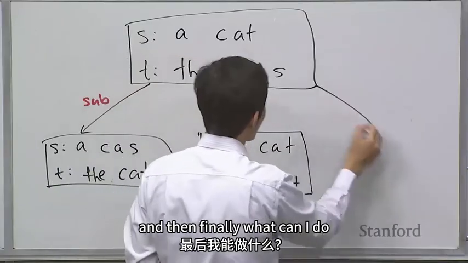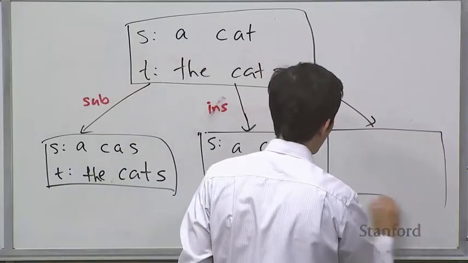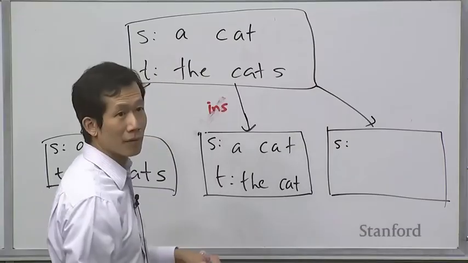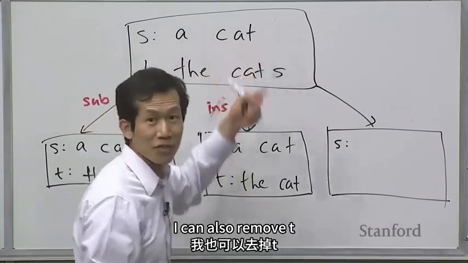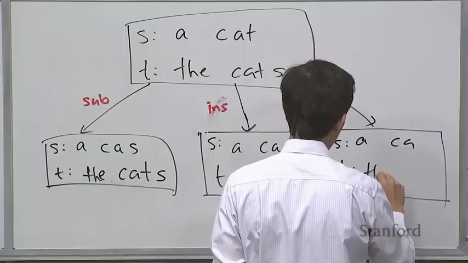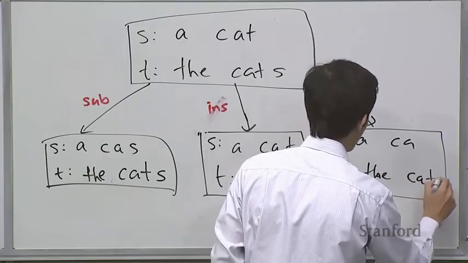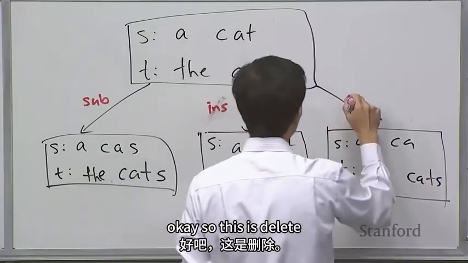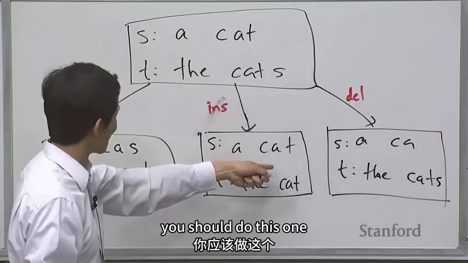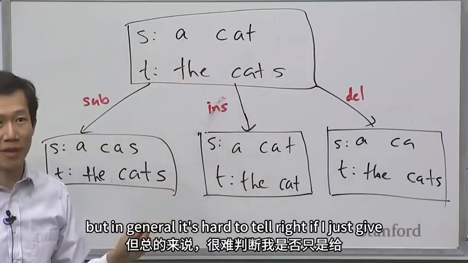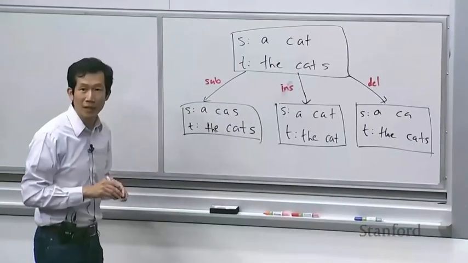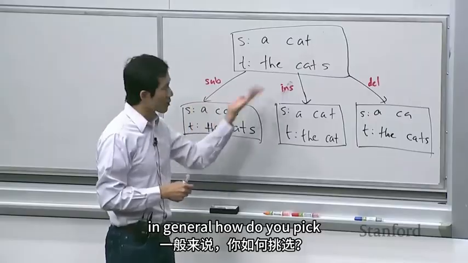And then finally, what can I do? I can also remove T. So A, K, C, A, T, the cat. Okay, so this is delete. And right now, you're probably looking at this like, well, obviously, you should do this one. But in general, it's hard to tell, right? If I just give you some arbitrary strings, who knows what the right answer is. So in general, how do you pick?